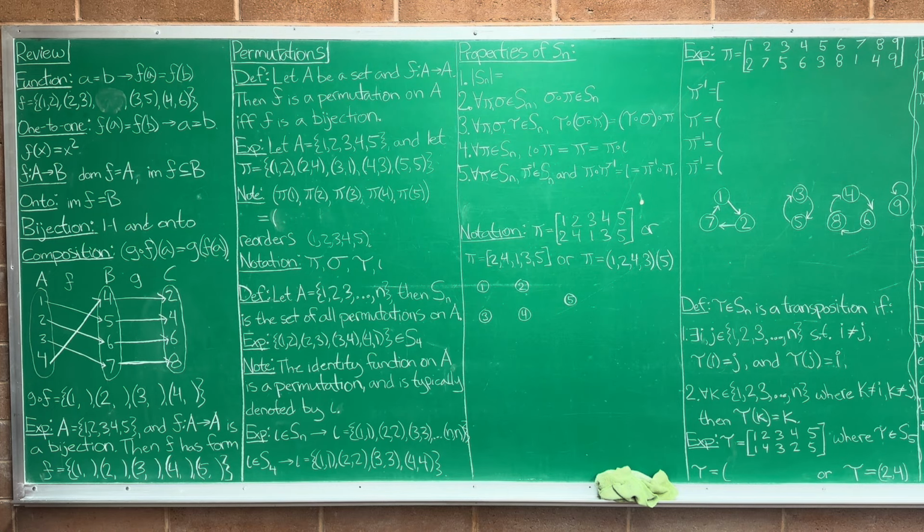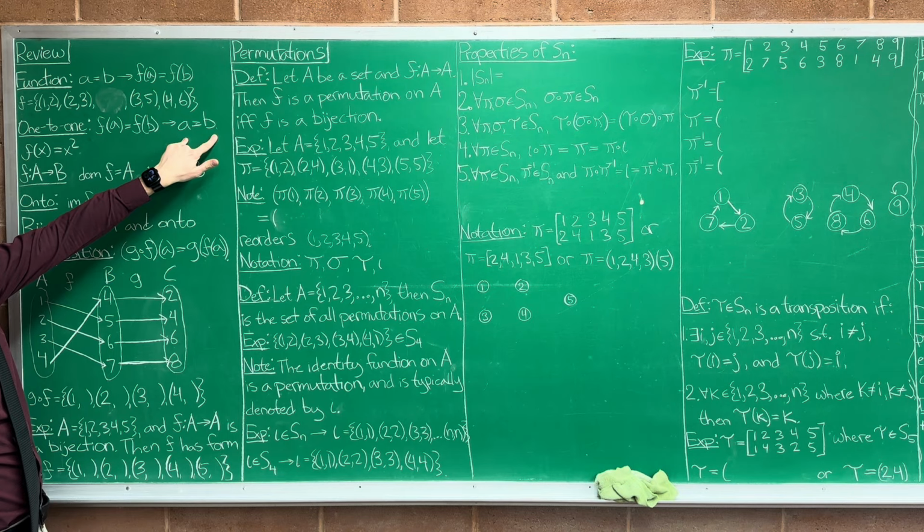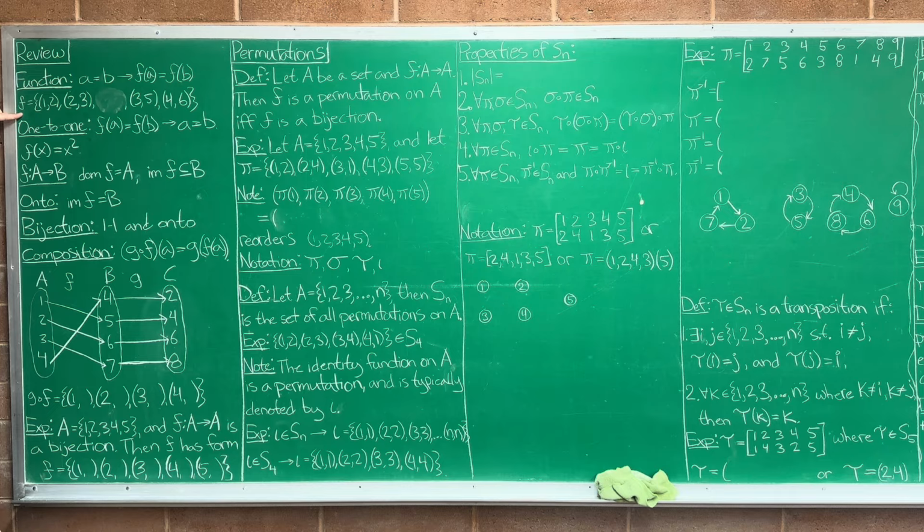Now, one of the properties we cared about a function having was it being one-to-one. What did it mean for a function to be one-to-one? It means if the outputs are the same, then the inputs must be the same. Is this function up here a one-to-one function? Yes, I never have an output coming from two different inputs.